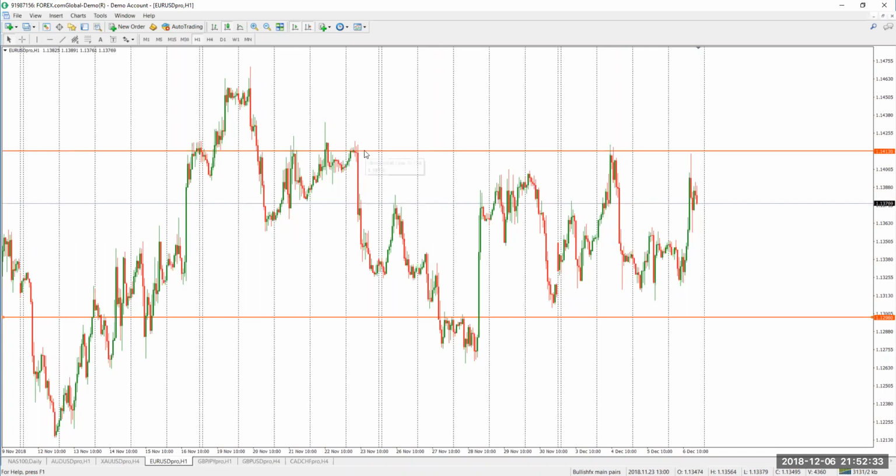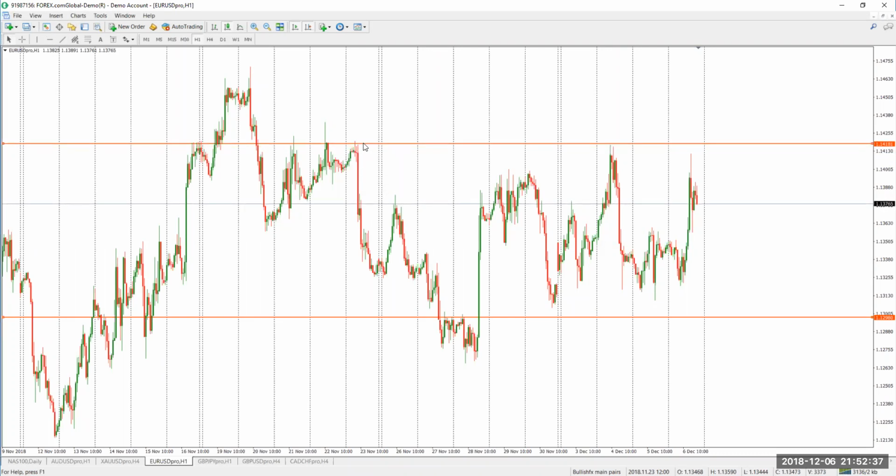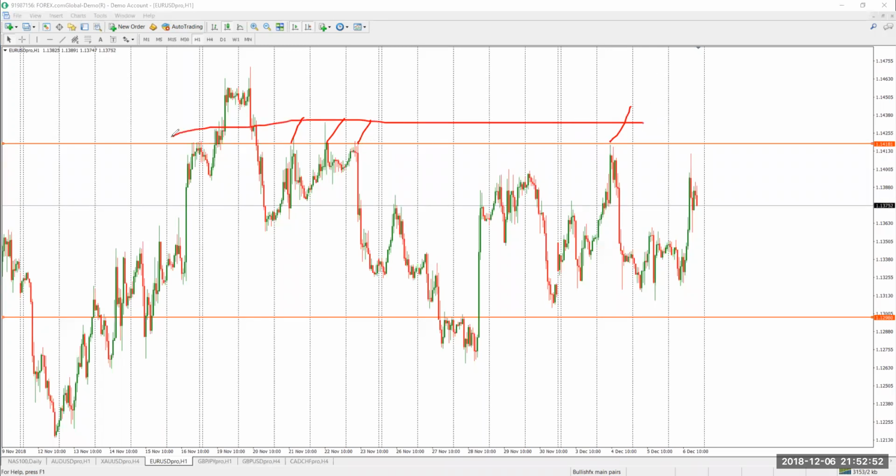Now you can clearly see it's this level here. There's this one. So this level is being worked on from the upper side. That's our resistance zone. This is our supply zone. This area here. That's our supply zone.